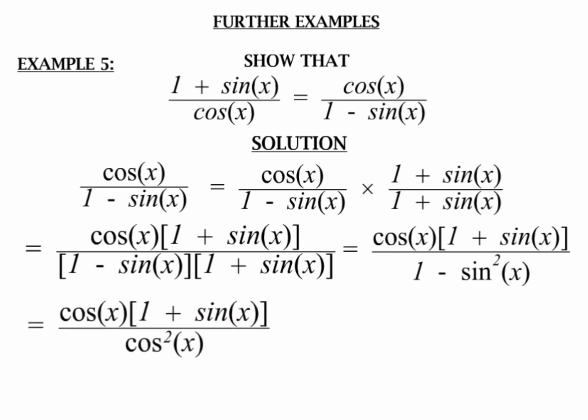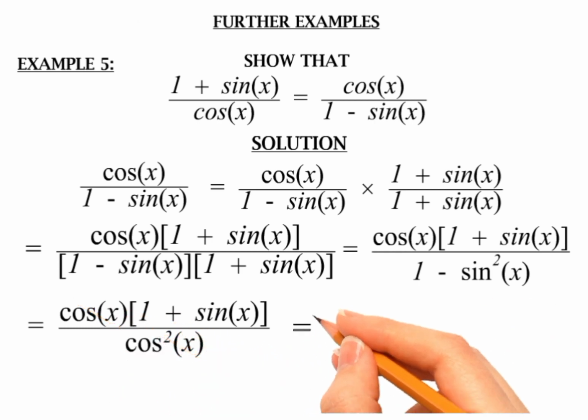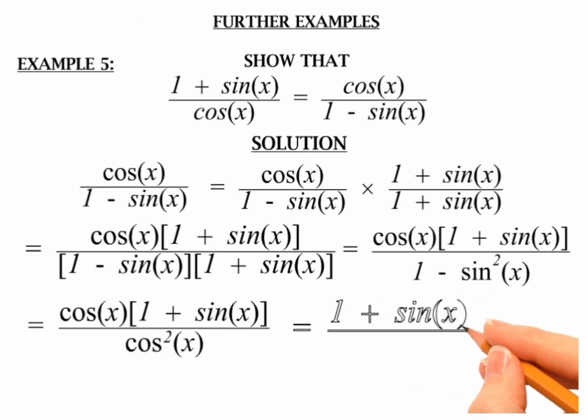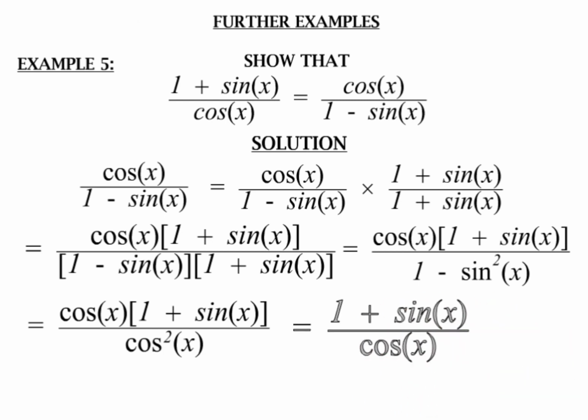We see that one of the cosine functions cancels out, leaving cos x in the denominator. Let's collect our result. We have (1 plus sin x) over cos x. This is equal to the left-hand side, hence, the proof is complete.